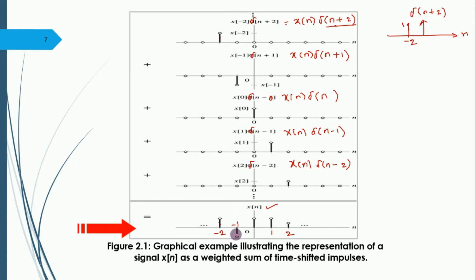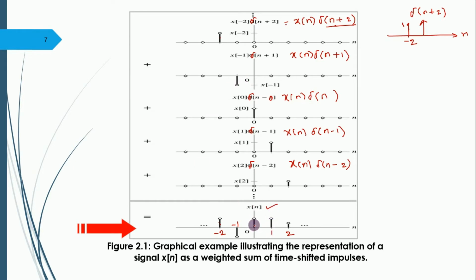Now, if I want to fetch this particular sample, what do I have to do? I have to shift the delta function to the left by 1. How to do it? Delta of n plus 1, multiply it with x of n. The meaning is I am getting only this sample, or else I can just write it as x of minus 1 delta of n plus 1. That is what the property says.